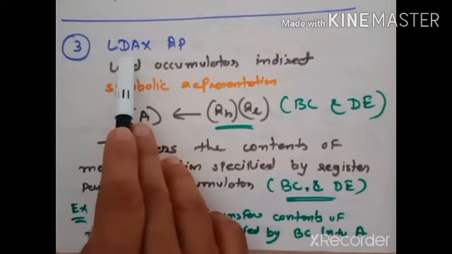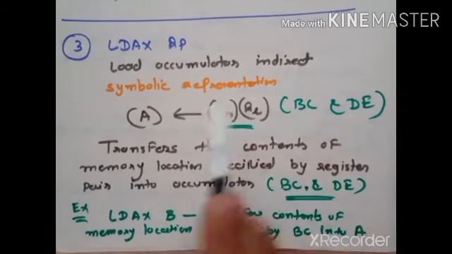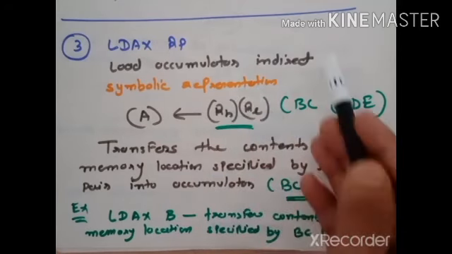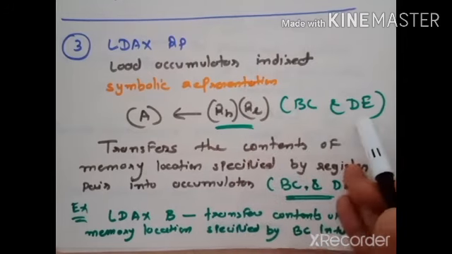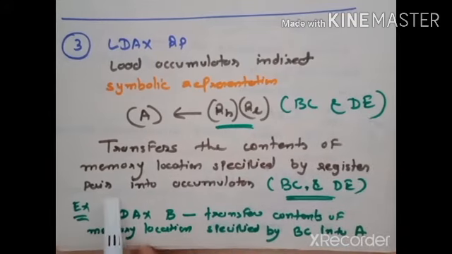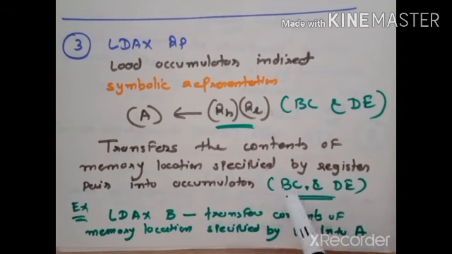Then the next instruction is LDAX RP, that means load accumulator indirect. Indirect means the address of this content is stored indirectly in a register pair, like the BC and DE pair. So it transfers the content of the memory location specified by the register pair into the accumulator, and specially the BC and DE pair is used. Example of this instruction is LDAX B, that means transfer the content of the memory location specified by the BC pair into the accumulator.